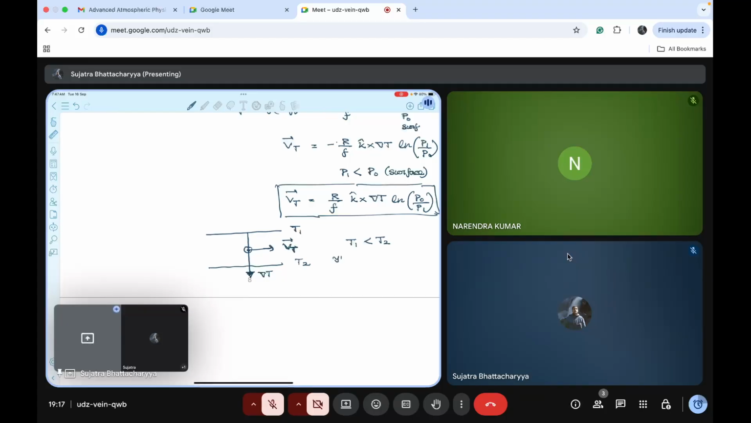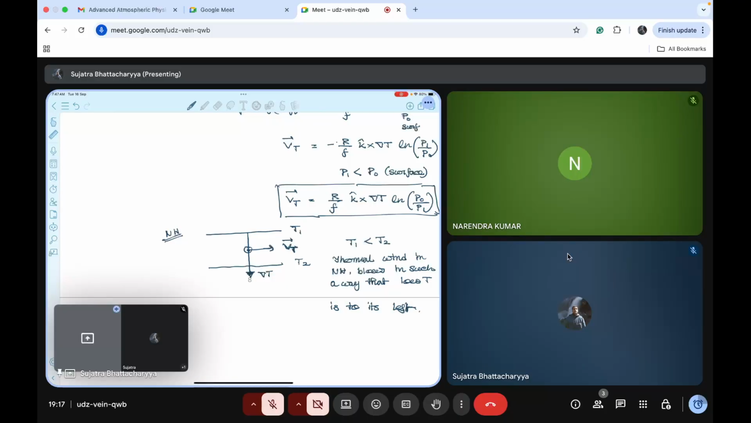So again, thermal wind in the northern hemisphere, this is a case of the northern hemisphere, blows in such a way that low temperature is to its left. Okay, this is important. Similarly, in the southern hemisphere, it will be opposite because f becomes negative. So that will give you low temperature to its right instead of left.